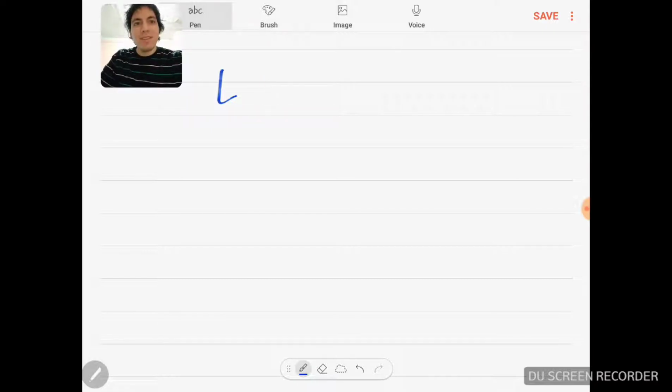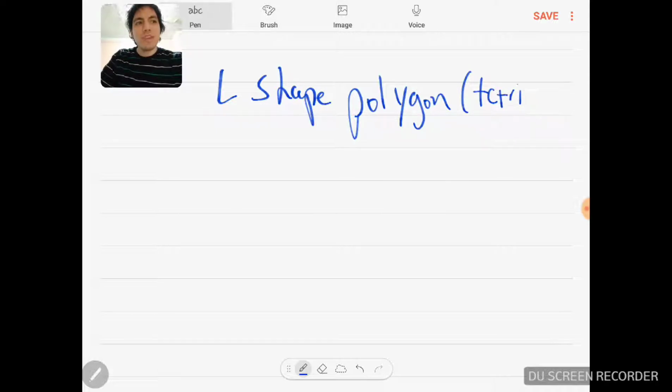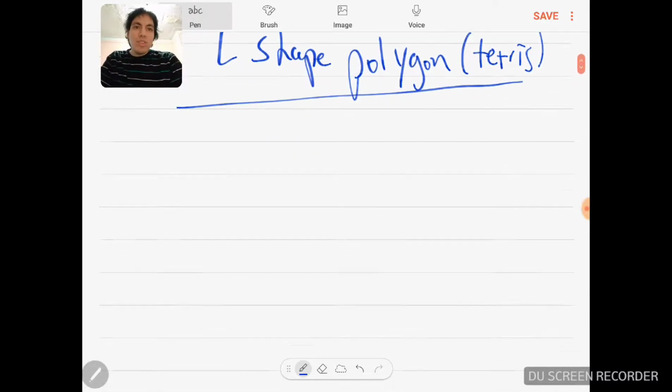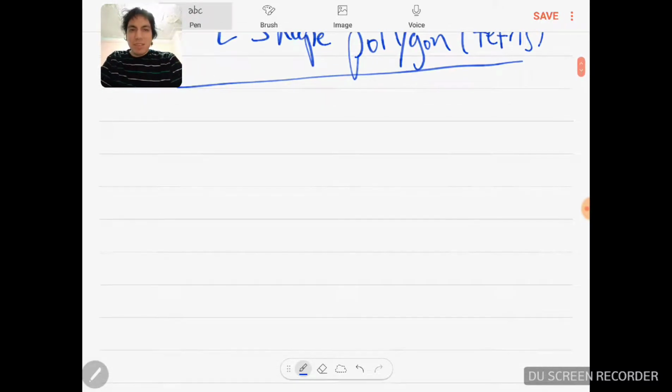L-shaped polygon. Or you could call it a Tetris shape type polygon as well, because if you play the game Tetris, you see that shape appear all the time. So it's an unusual shape. It doesn't have a specific property.